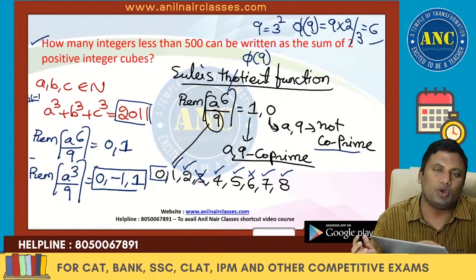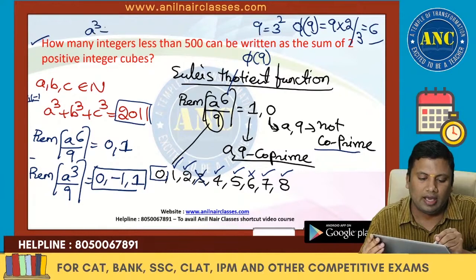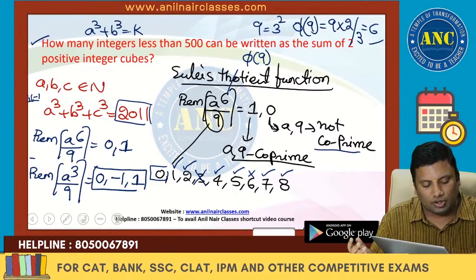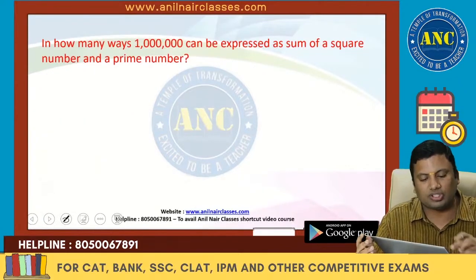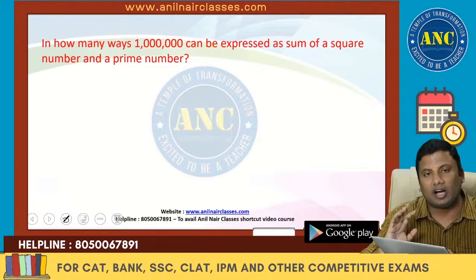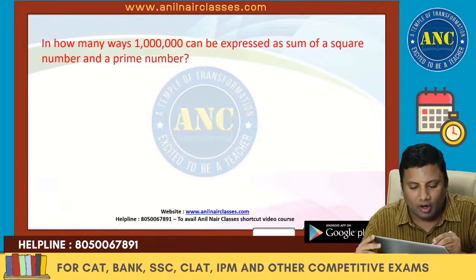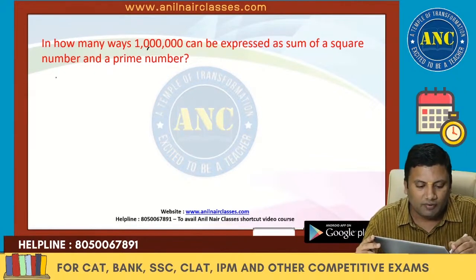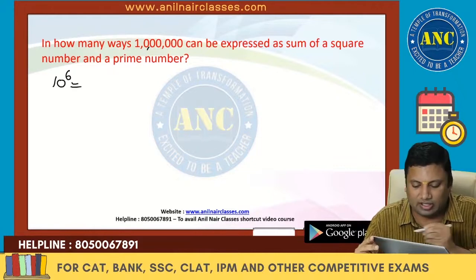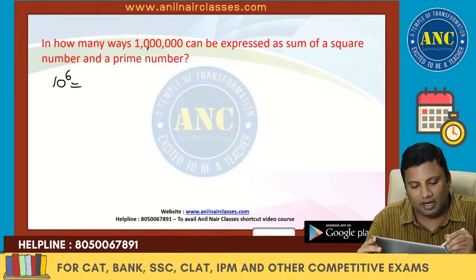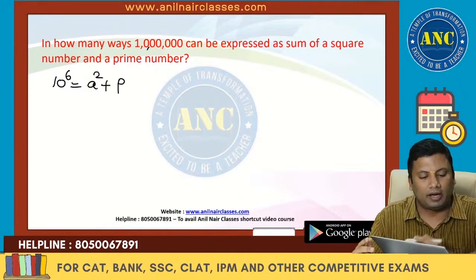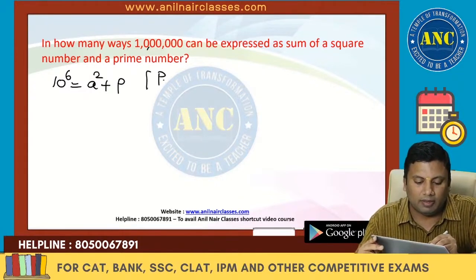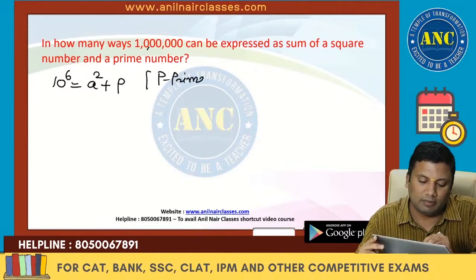From this, A cube plus B cube equivalent to K, we have extended it to 3 variables and tried to solve. Next, see here. This is a beautiful question. Most of these questions you might not have seen anywhere else. In how many ways can 10 lakhs, which is nothing but 10 power 6, be expressed as a sum of a square number and a prime number? So P is nothing but a prime number.